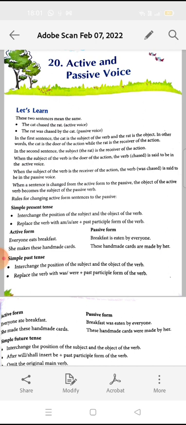After doing a lot of work in the reader, now it's turn to do your grammar. In grammar, we are doing active and passive voice. Now, first thing, this is actually a grammar topic where you need the knowledge about tenses very nicely.